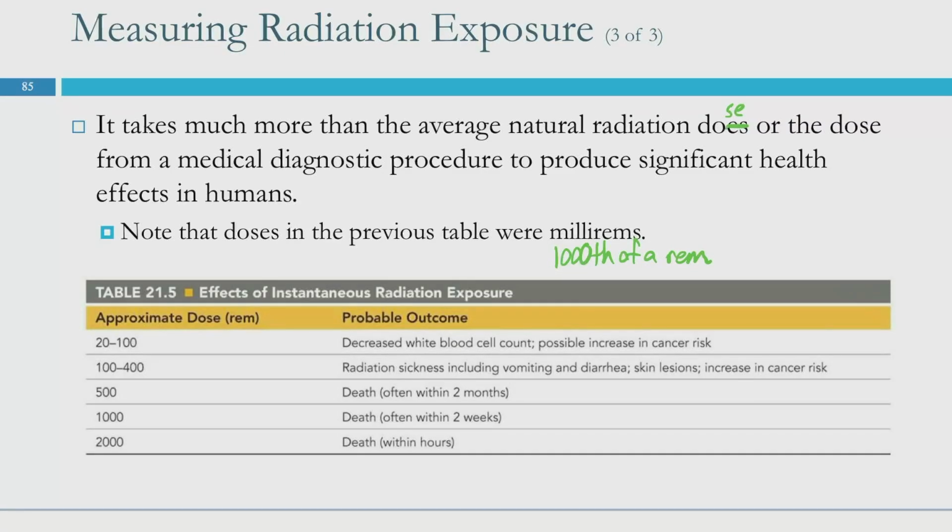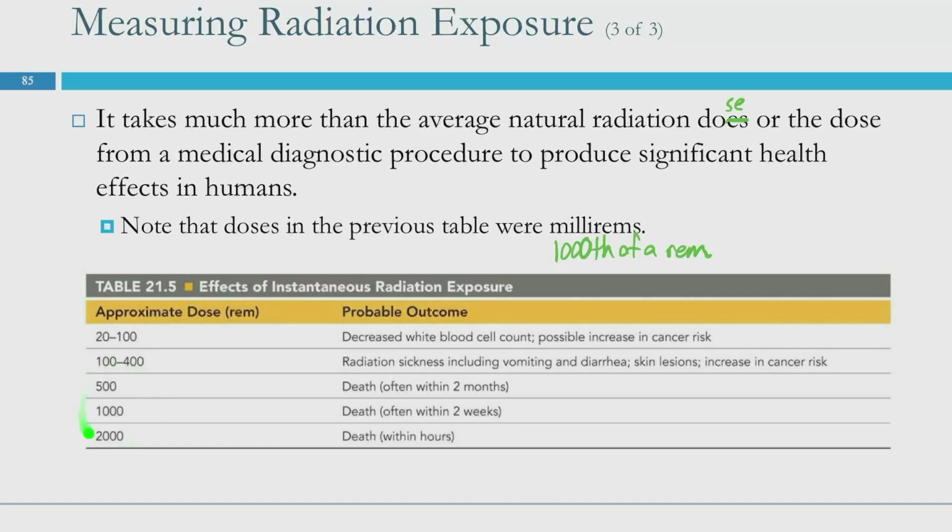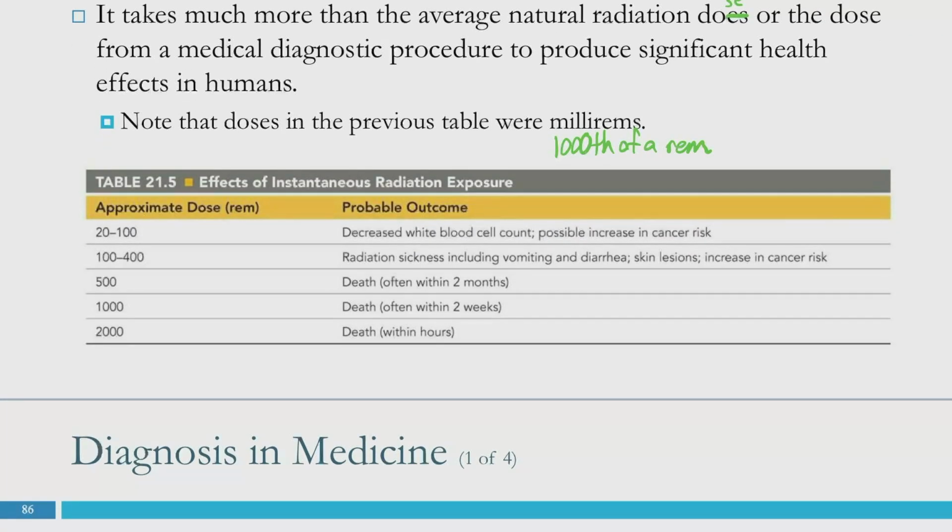And the approximate measurement for an instantaneous radiation dose, if you get 20 to 100 rem, then you'll start to see things like decreased white blood cell count and possible risk of cancer increase. If you get exposed to really large amounts, you just die. But you would have to be exposed to a lot more than what we saw in that previous table in millirems. I think the estimate that is in another set of slides is like your annual exposure is like a third of a rem.